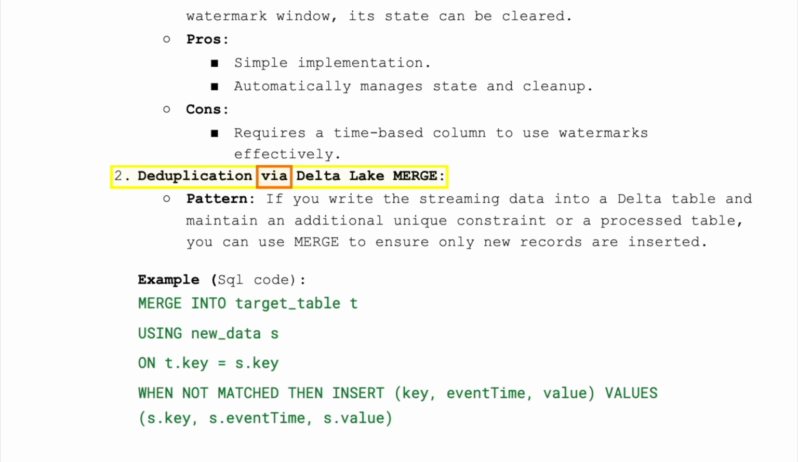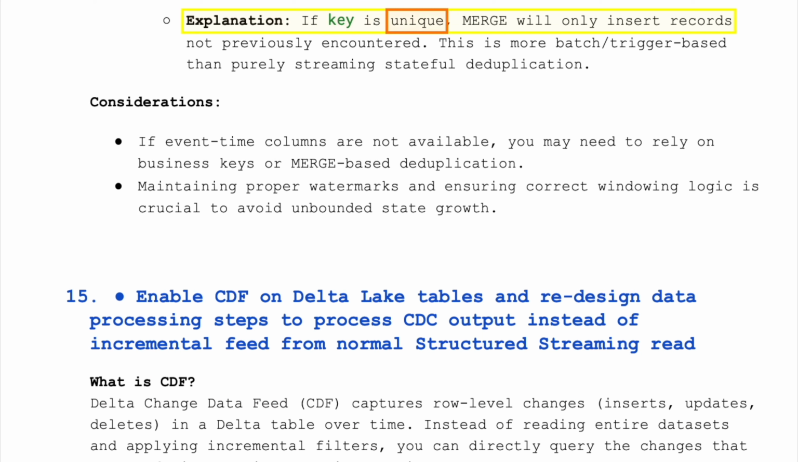2. Deduplication via Delta Lake merge pattern. If you write the streaming data into a Delta table and maintain an additional unique constraint or a processed table, you can use merge to ensure only new records are inserted. Example, SQL code: MERGE INTO target_table T USING new_data S ON T.key = S.key WHEN NOT MATCHED THEN INSERT (key, event_time, value) VALUES (S.key, S.event_time, S.value). Explanation: if key is unique, merge will only insert records not previously encountered. This is more batch-trigger based than purely streaming stateful deduplication.